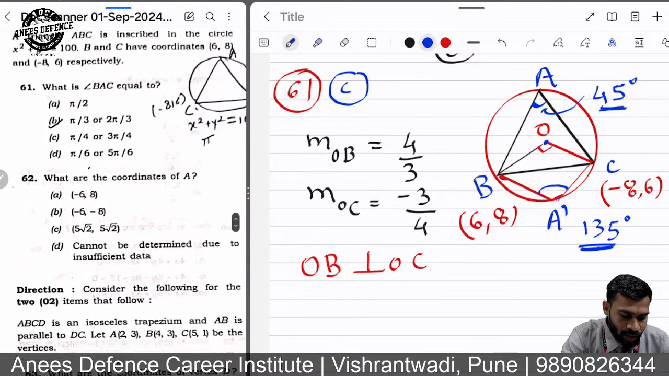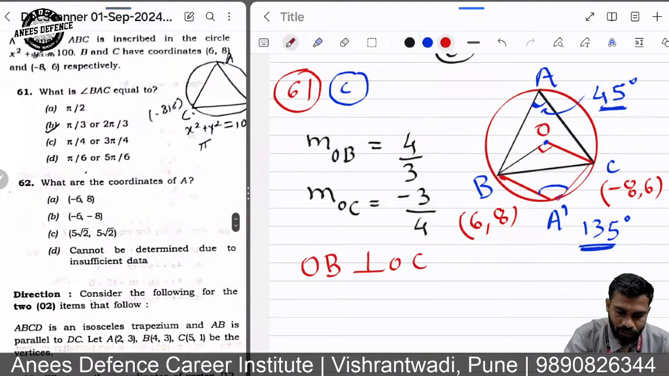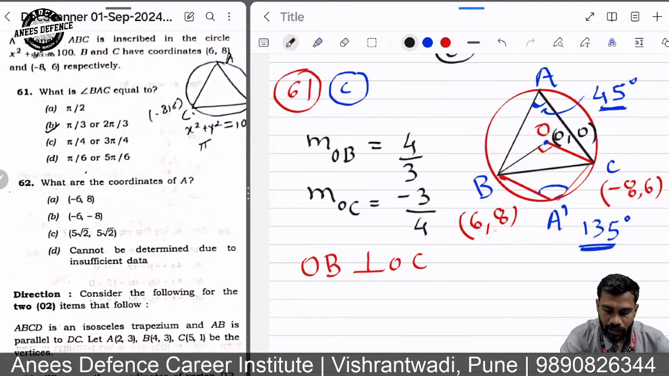Now we need to find out the coordinates of A. How can we find out the coordinates? So see, what is given? This is the radius, right? O is at origin, right? And 6 and 8. This is given. Now we need to find out the coordinates of A. So if you see, let us consider the coordinates of A as x, y.